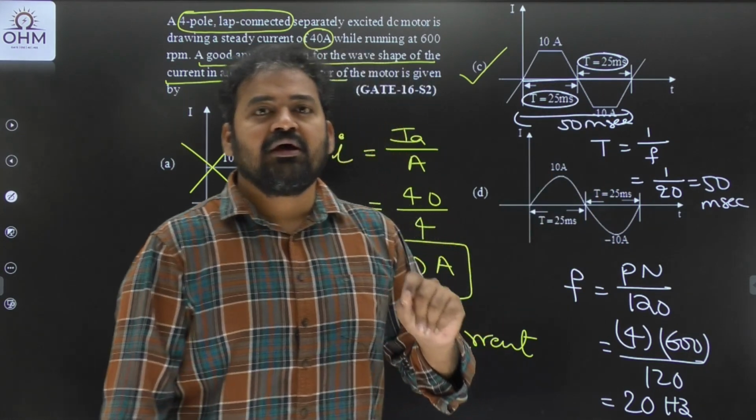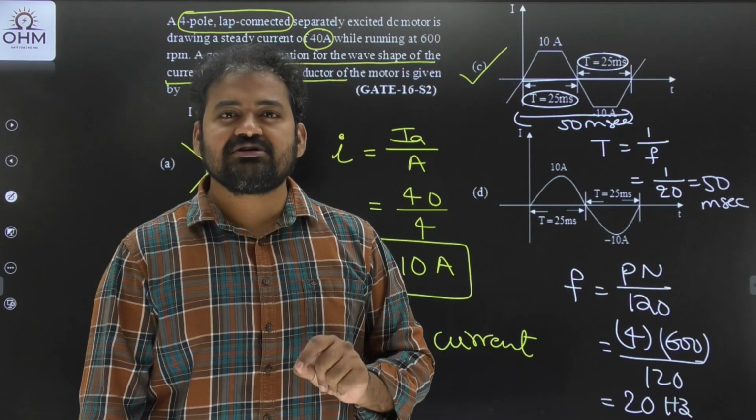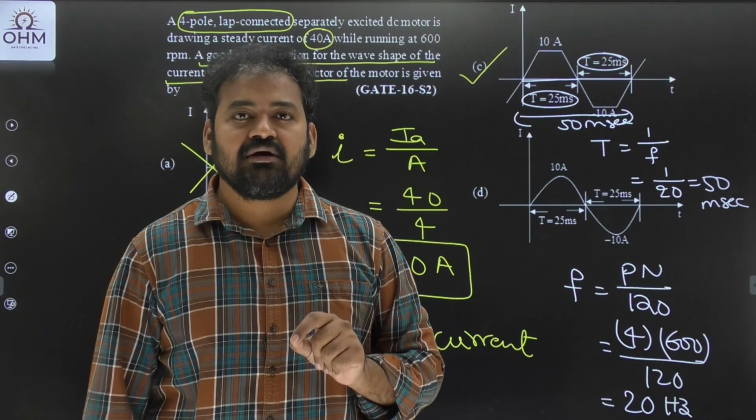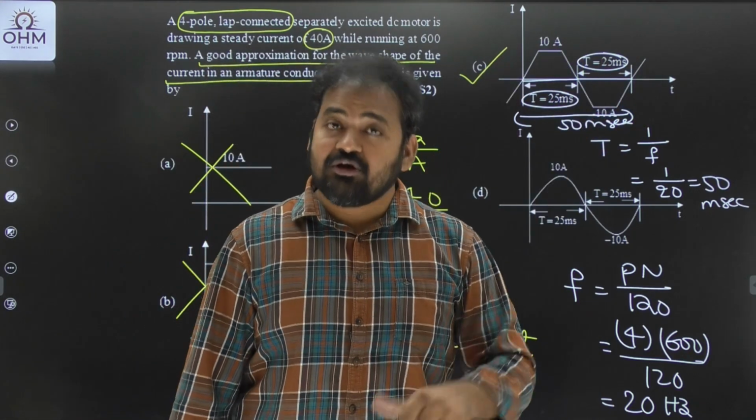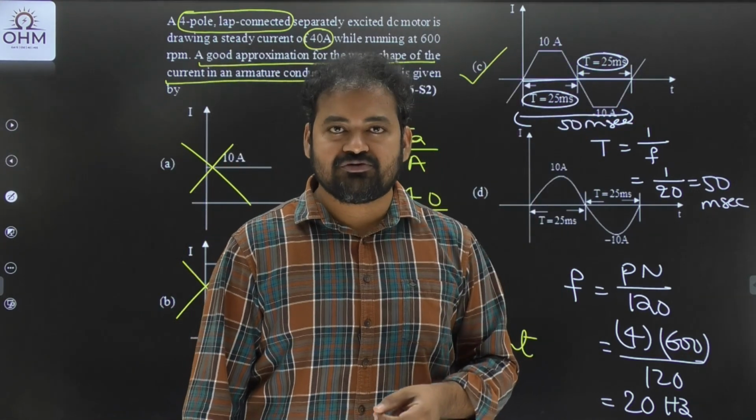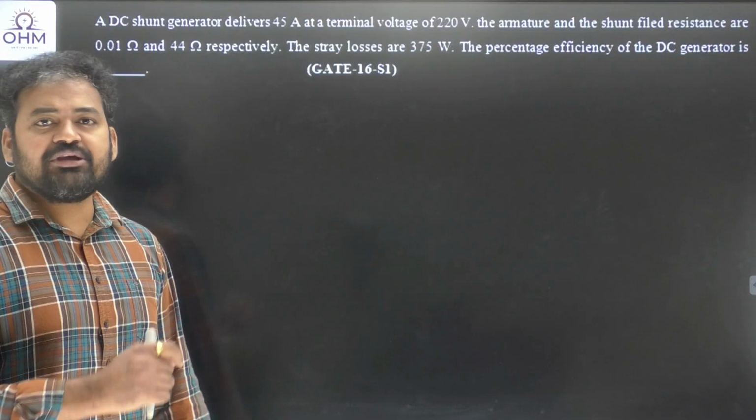Okay. So therefore, current passing through each armature conductor is an AC current, and the shape of the current is a flat topped shape. Understand? Because we are using arc shaped pole shoes. All right. Okay. So we have one more question.